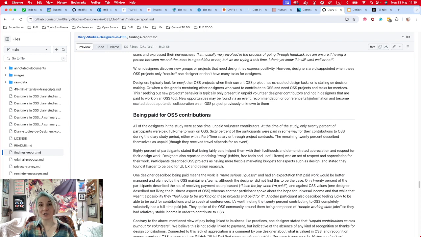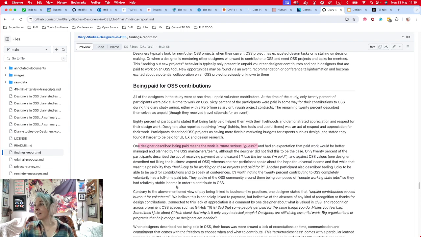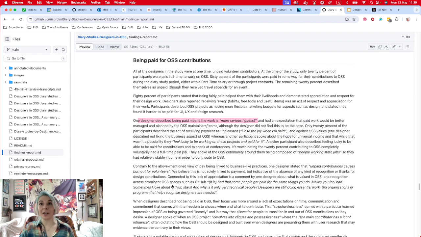It's an interesting topic because some of the designers, as you can read here, describe paid work as meaning that work is more serious. But they also have higher expectations of the open source software project if they are being paid. So say, that long communication or feedback cycles for the designers, if they are being paid, they would have more expectations of the other people involved in the open source software, whereas they have less expectations about communications, processes, decision making if it's a volunteer contribution.